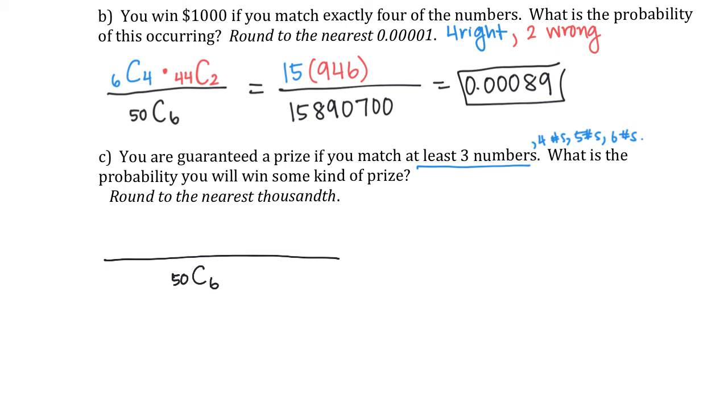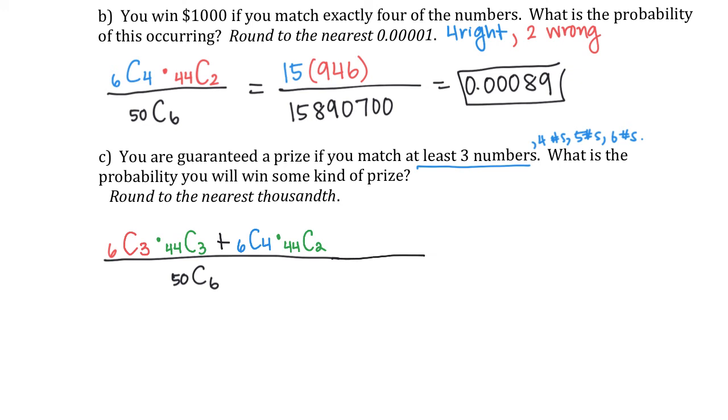First let me think. If I get exactly 3 numbers correctly, that means of the 6 correct numbers, I want to pick exactly 3 of them. But that also means if I'm getting 3 correct, I have to get 3 wrong. So there are 44 wrong numbers out of the 50, and I need to pick exactly 3 of the wrong numbers. Now let's assume I get exactly 4 correct. Then of the 6 correct numbers, I'm going to pull exactly 4 of them, but out of the 44 incorrect numbers, I have to pull exactly 2.